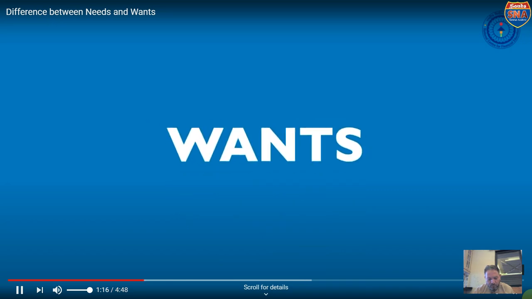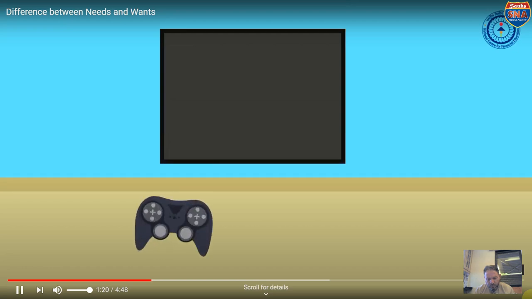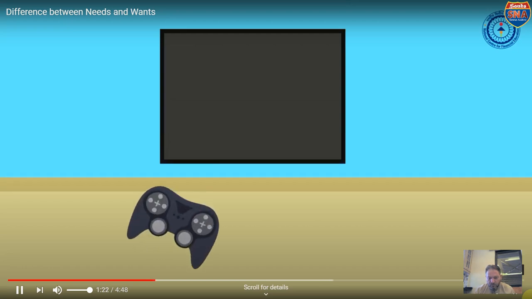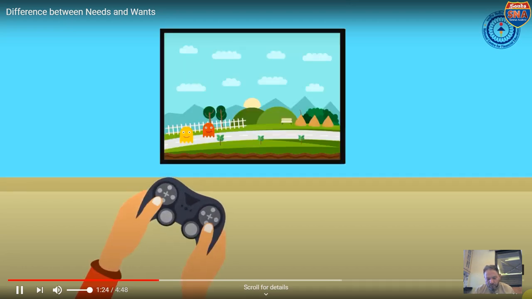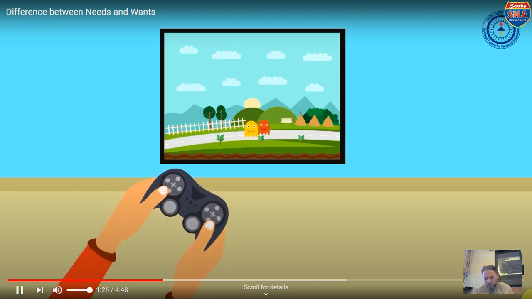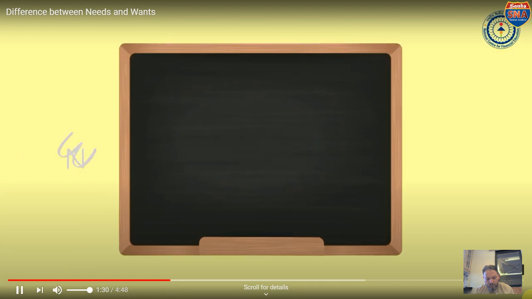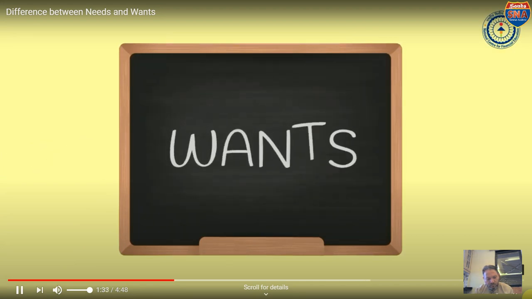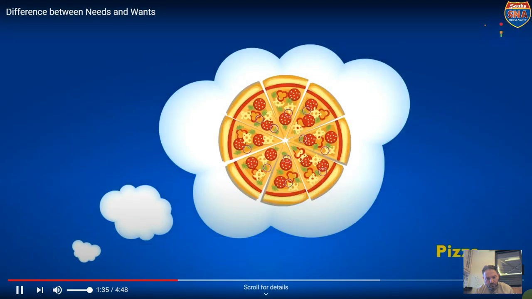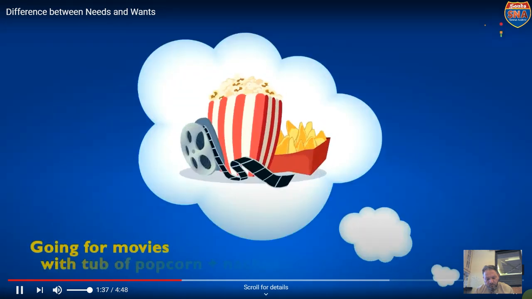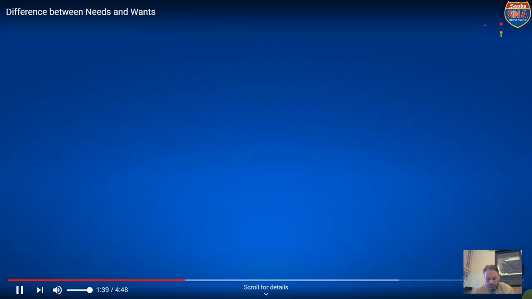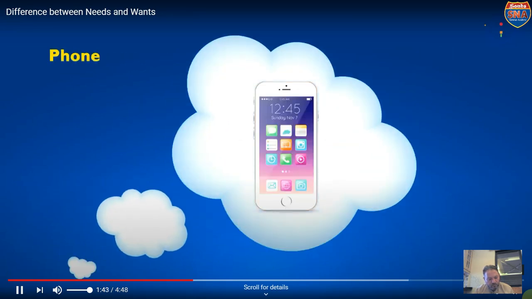So what are wants? Wants are things that we would love to have but can do without. Wants make our life more enjoyable and comfortable but are not necessarily required to live. So children, would some of these be your wants? Pizza, going for movies, a tub of popcorn, nachos, PlayStation, phone, etc.